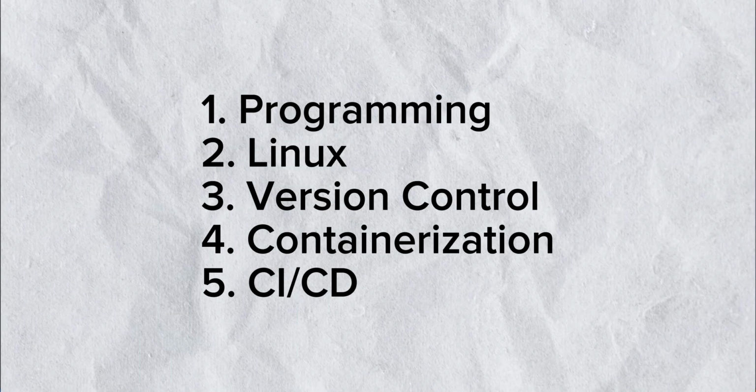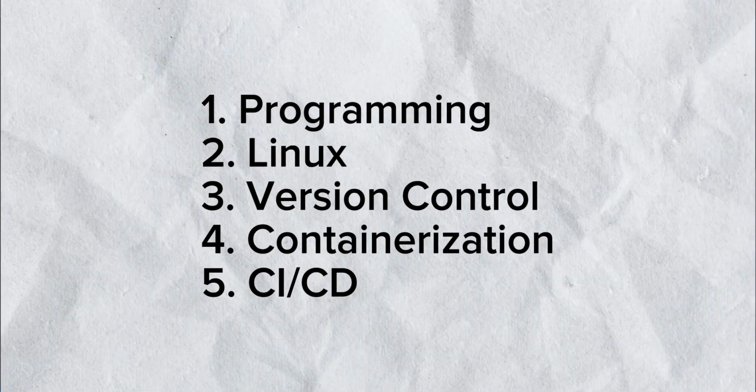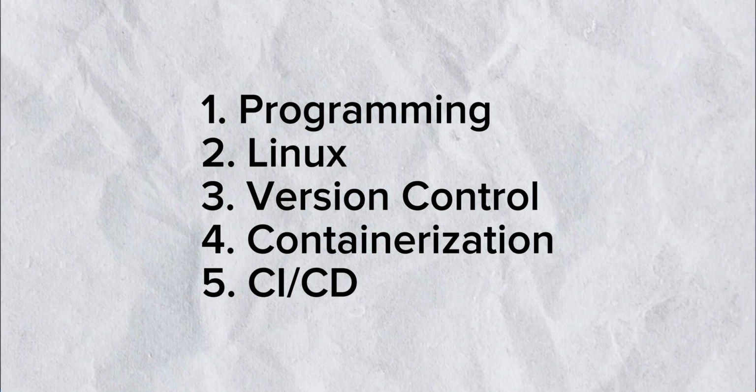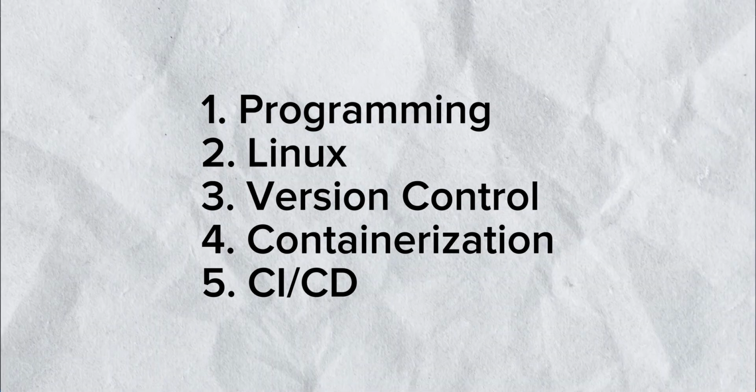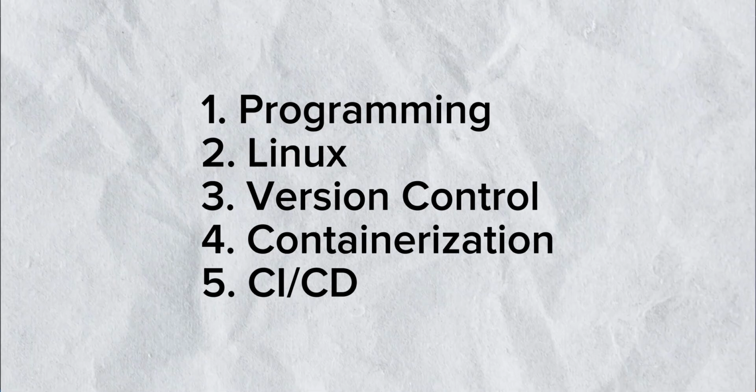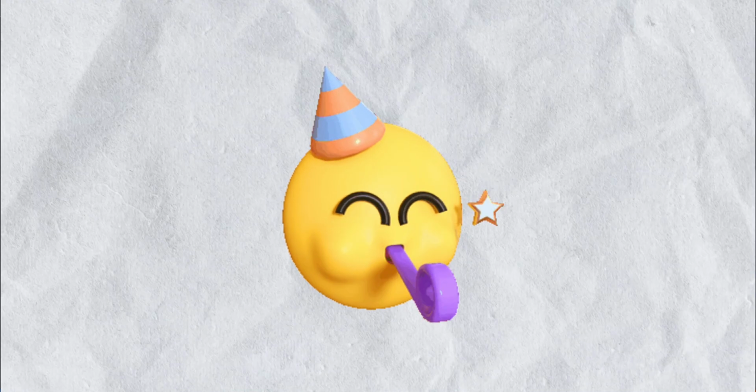To summarize, the prerequisites to learn DevOps include a strong understanding of basic programming concepts, familiarity with Linux, knowledge of version control using Git, experience with containerization using Docker, and understanding of CI/CD concepts. If you are comfortable with these concepts, you are well on your way to becoming a successful DevOps engineer.